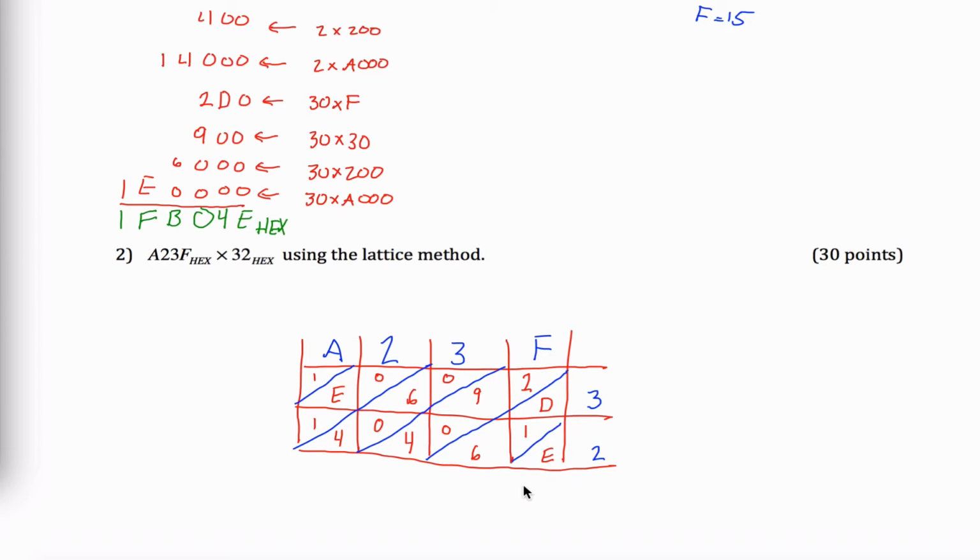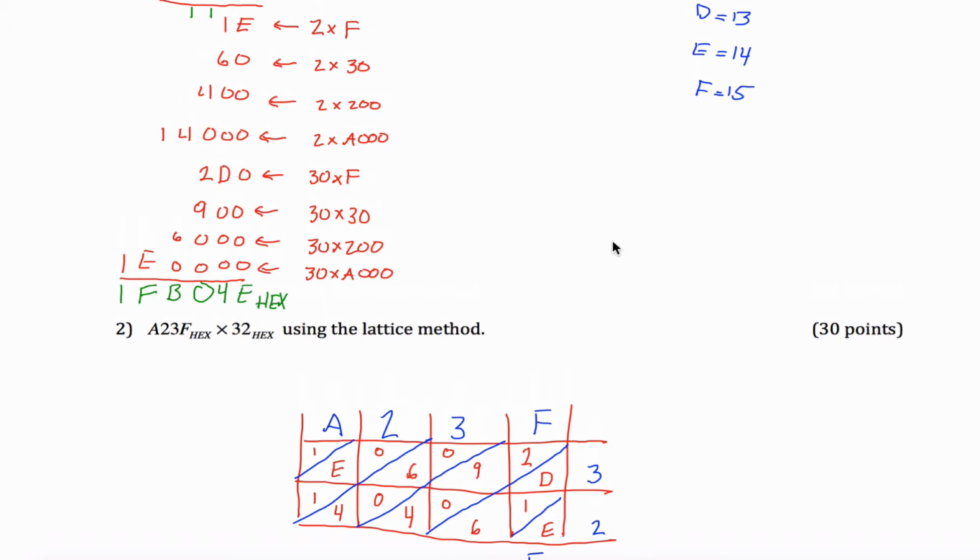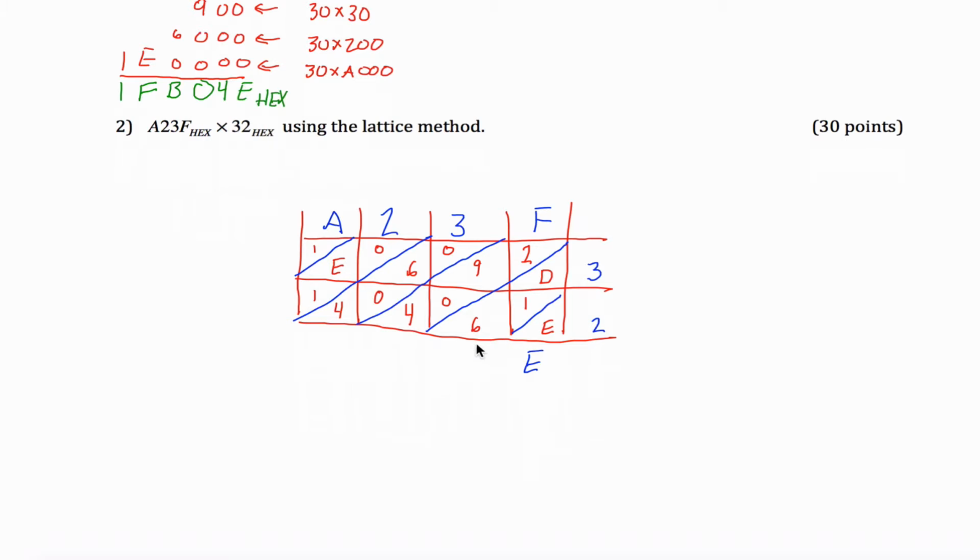So on this first diagonal, I just have this E here. And then I got D plus 1 plus 6. Well, D is 13. And 7 more gives me 20. And the way I write 20 is I say it's 1 group of 16 with 4. There's the 1 that I carry with 4 left over. And I'm going to add this column.